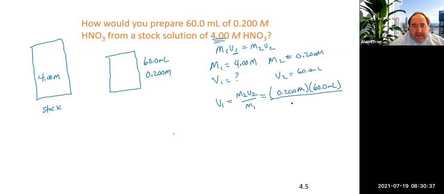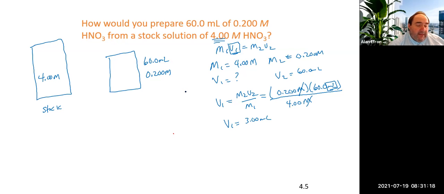We're going to divide by our 4 molar. The reason it works out okay is you just look at the units here. That's molarity divided by molarity, which cancels out, leaving us with milliliters as our units. So taking 0.2 times 60 divided by 4 gives us 3 milliliters. So V1 here would equal 3 milliliters.